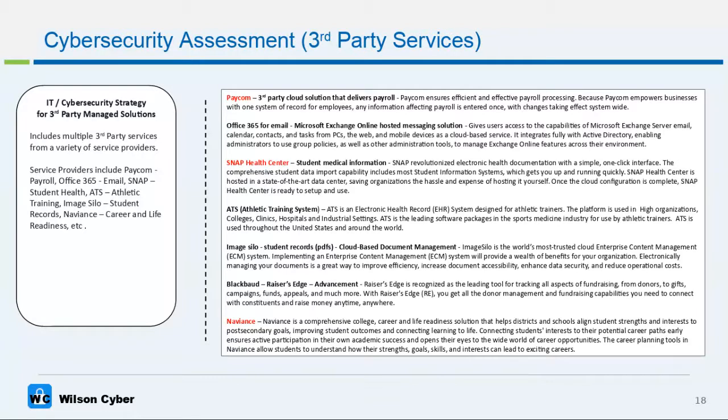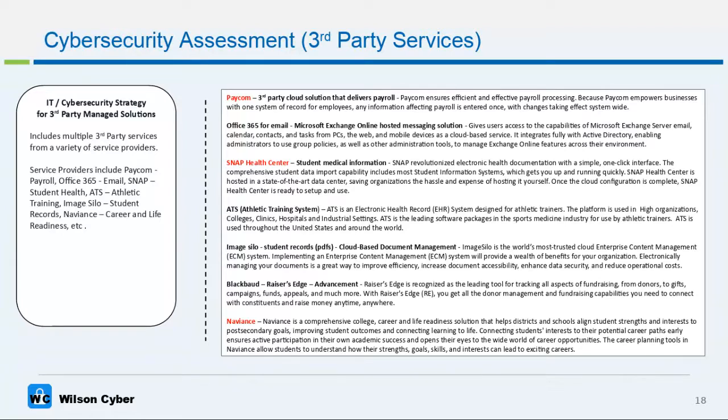Next, we looked at Blackbaud, where the product was Raiser's Edge, which is an advancement application. Recognized as a leading tool for tracking all aspects of fundraising, from donors to gifts to campaigns, fund appeals, and much more. With Raiser's Edge, you get all the donor management and fundraising capabilities you need in order to connect with constituents and raise money anytime, anywhere.